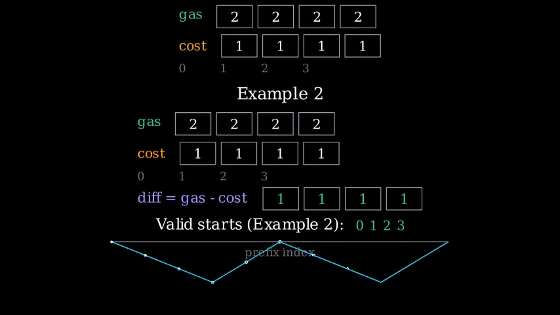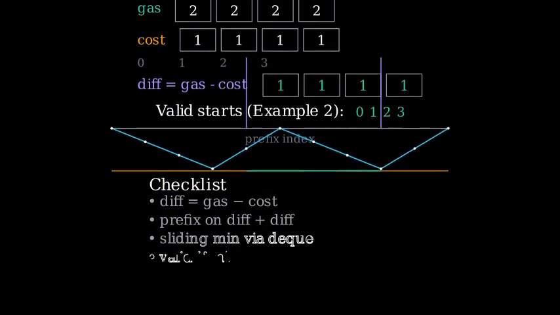Graphical intuition. Think of diff as vertical steps up or down. Starting at S is valid if the cumulative path from S never dips below the start height during the next n steps. The minimum over that window controls feasibility, which is why the sliding minimum solves the problem in linear time.